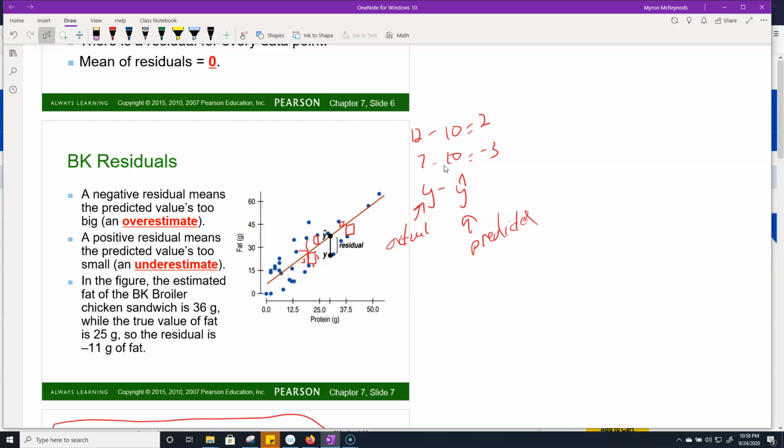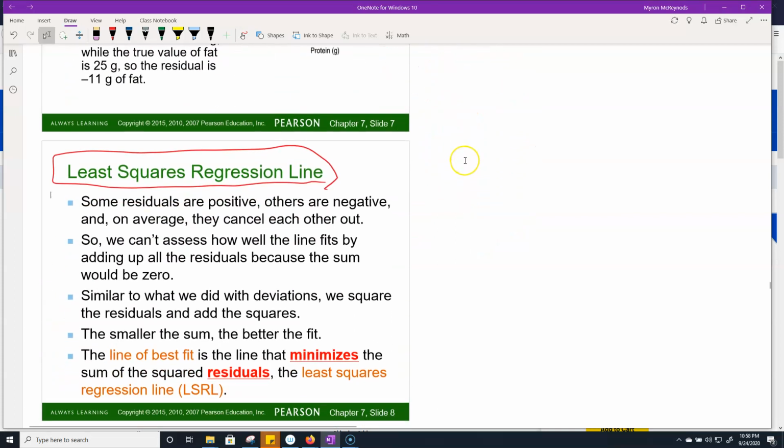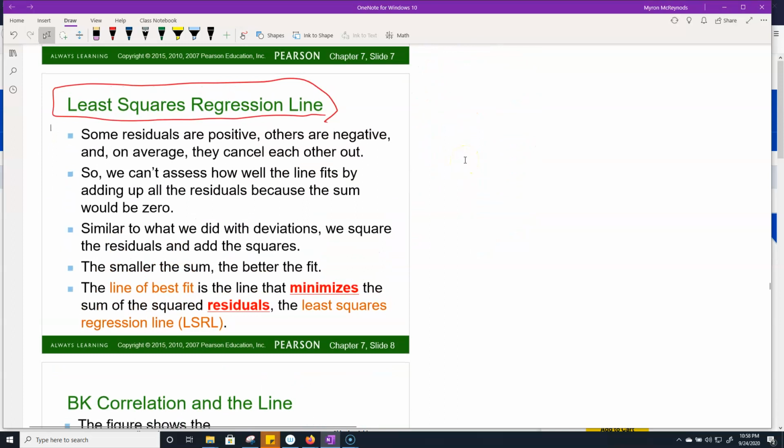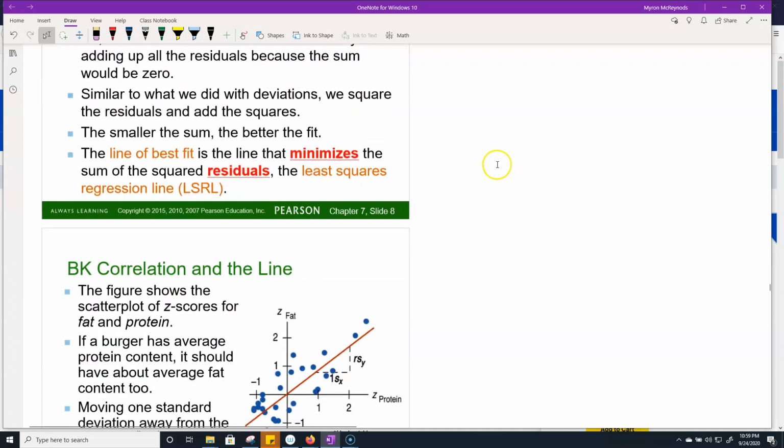The least squares regression line is the line that you can make that would make the smallest area of squares on the graph. You're not going to have to calculate that. The calculator or Stapplet will do that for you. But what it does is it minimizes the residuals and makes those squares as small as possible.